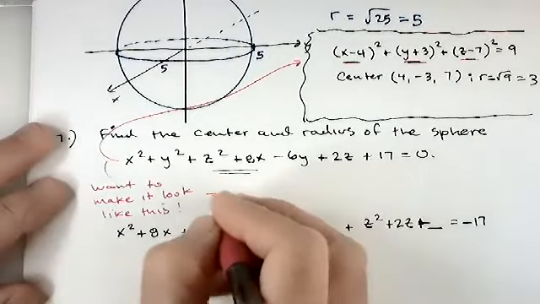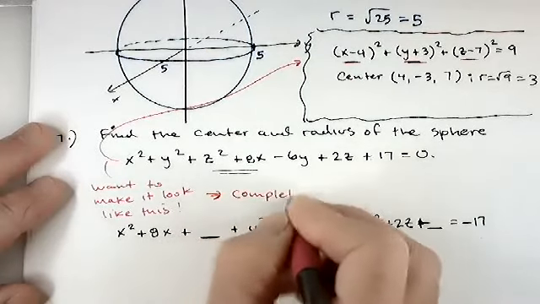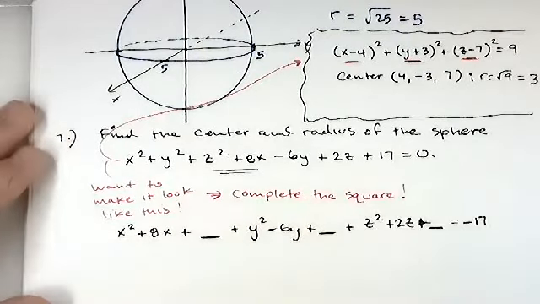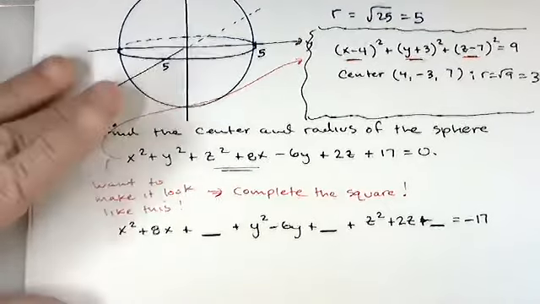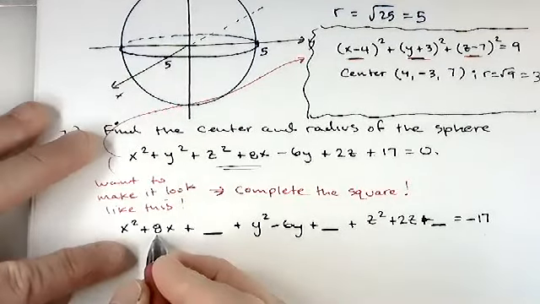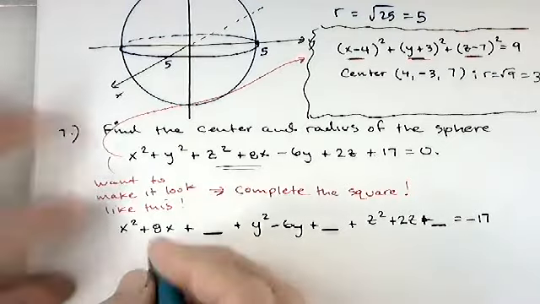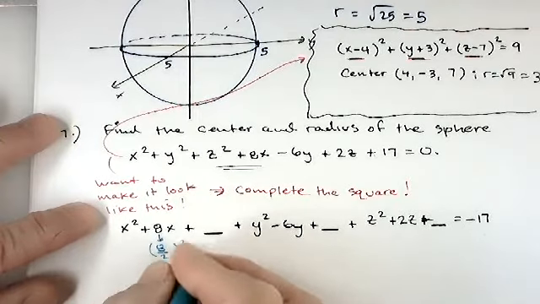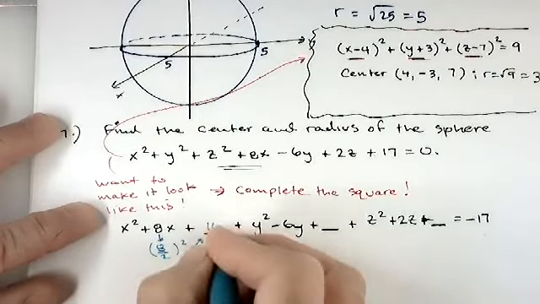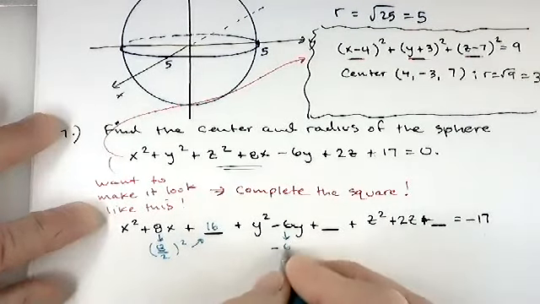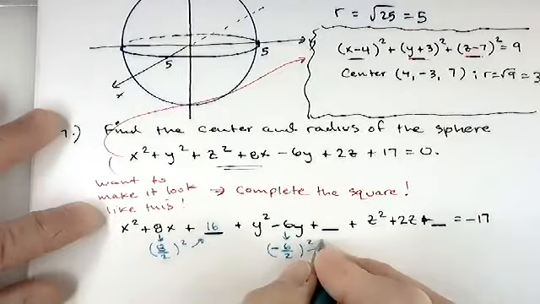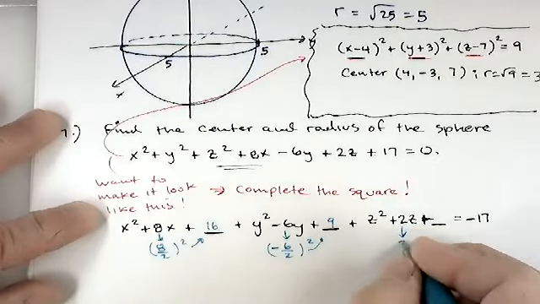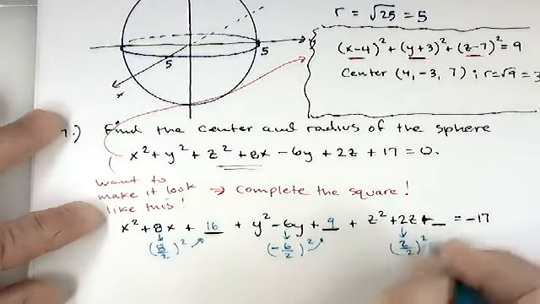Here, this means we're going to complete the square. We've done this before, right? How do I figure out what number goes in this spot? I do 8 divided by 2, the coefficient, and square that, and that gives me 4 squared, which is 16. I take -6 divided by 2 and square that: -3 squared is 9. And then finally, 2 divided by 2 squared is just 1.